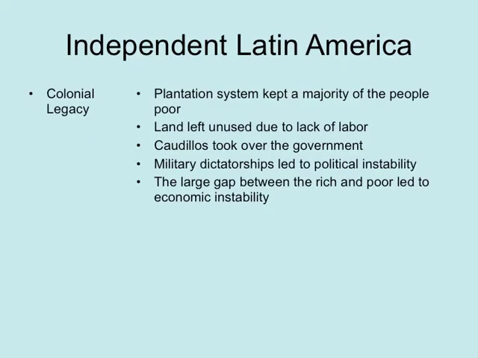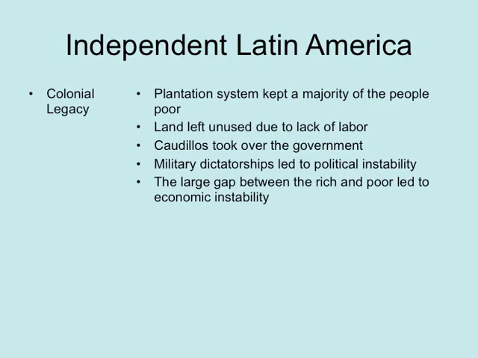All right, independent Latin America. They have a colonial legacy, which meant they had a plantation system, which keeps a majority of the people poor. Land is left unused due to lack of labor. Caudillos, those are military dictators, take over the government. And that leads to political instability because keep in mind, if most of the people are poor and a lot of the land is unused due to lack of labor, it's because people are poor and starving, so they're not going to be happy and they'll fight.